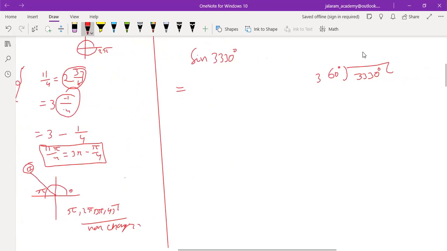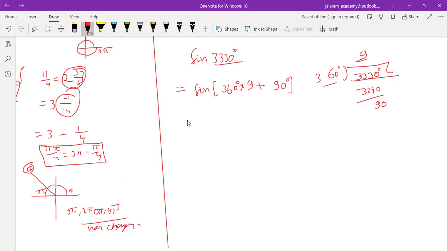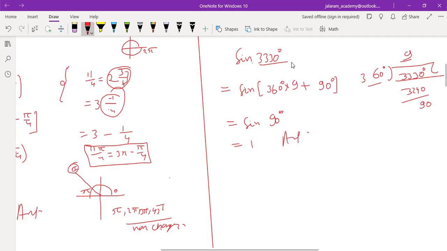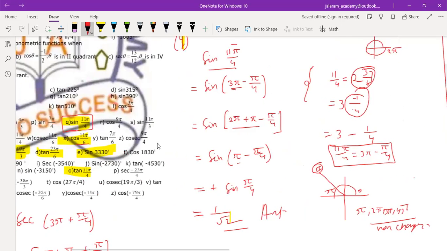So 36 nines are, we know that 324. Remainder is 90. So we write 3330 degree is the dividend. Dividend equals divisor into quotient plus remainder. Divisor is 360 degree, quotient is 9, plus remainder, remainder is 90 degree. Now this 360 degree into 9 is equivalent to 0. So we can write sine 90 degree and sine 90 degree is 1. So this is the answer of sine 3330 degree.